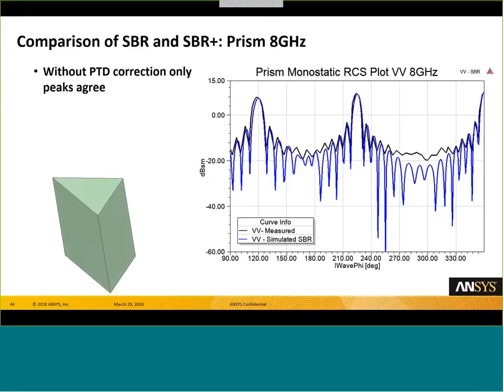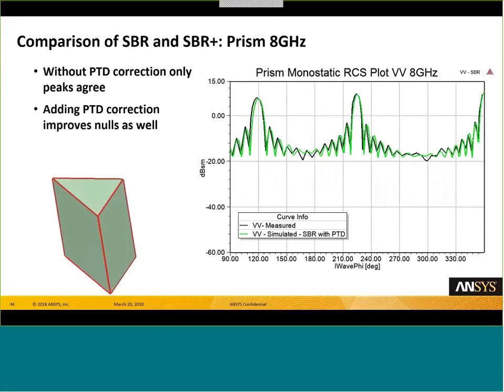So if we can just look at a comparison here, we go back to our metallic prism. And if we run the SPR simulation without PTD correction on, we can see that we get really good agreement up at the peaks, but there's lots of room for improvement down at the nulls. So when we add PTD correction to this problem, it's dramatically cleaned up. And we can see those nulls are really back in agreement as well.